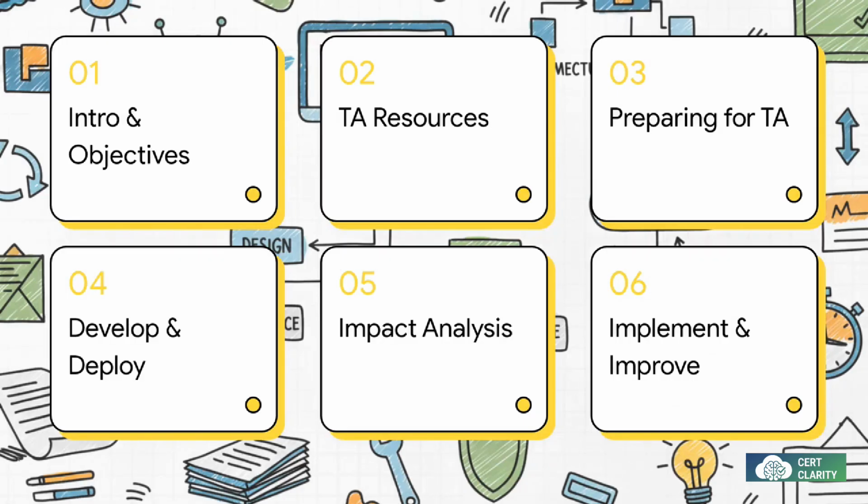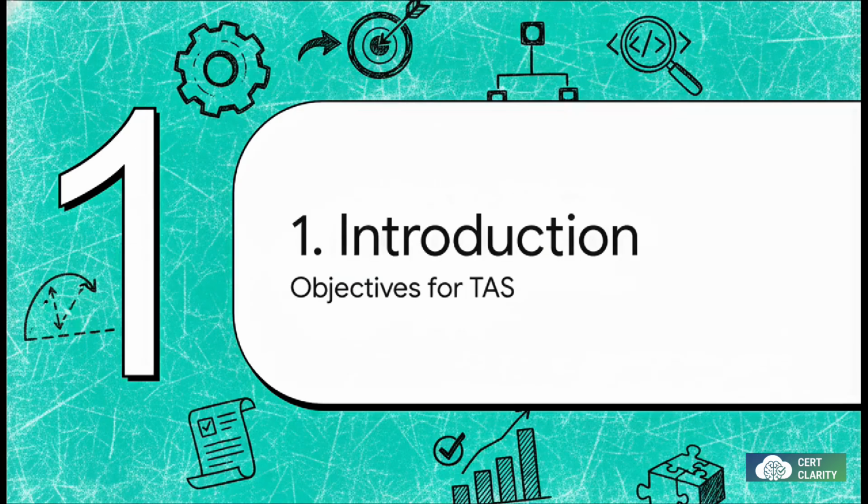So we're going to stick right to the official syllabus here. We'll move chapter by chapter, starting with the basic objectives and planning, then diving into development, figuring out how to measure success, and finally wrapping up with how to keep improving. All right, let's kick things off with Chapter 1, Introduction.